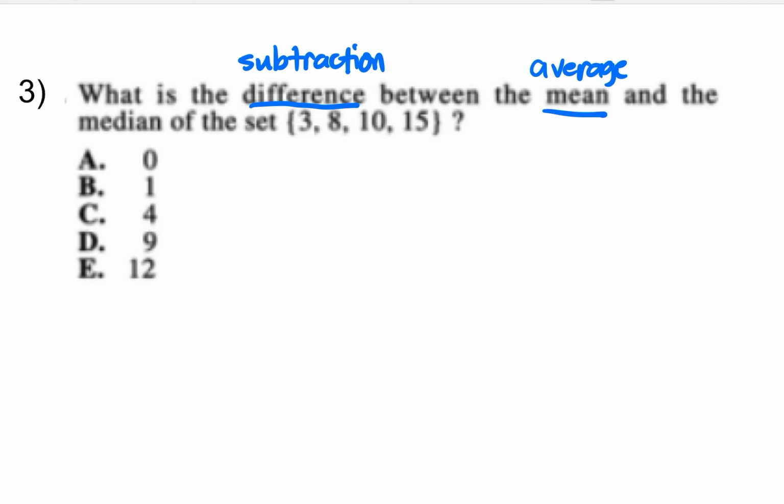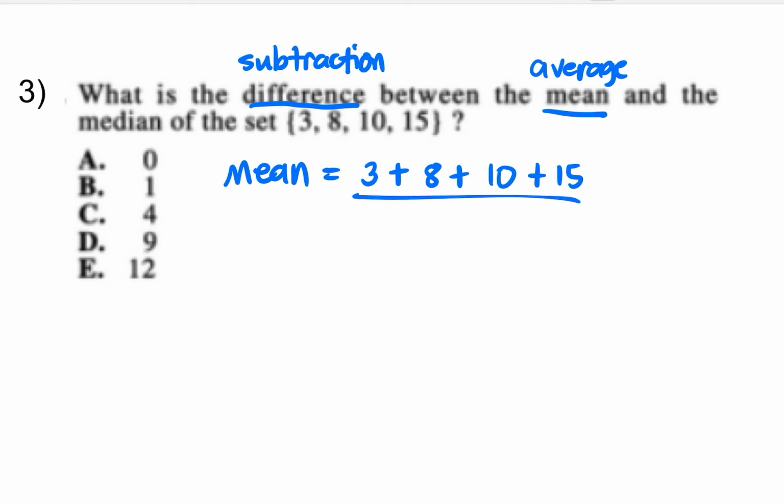So first we're going to find the mean, and to find the mean we're going to add all the numbers together, 3 plus 8 plus 10 plus 15, and we added 4 numbers all together. We're going to divide it by 4. So doing the math, we add the numbers together, we divide by 4. That will give us a 9.